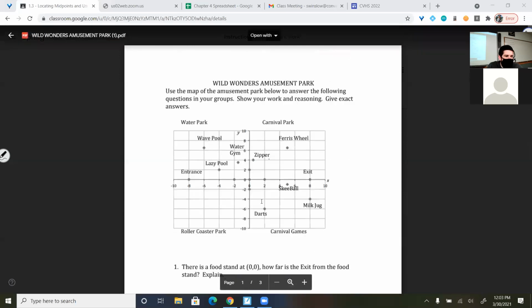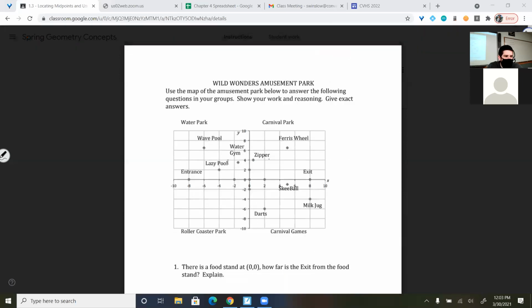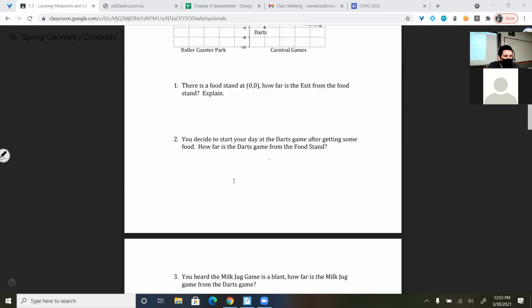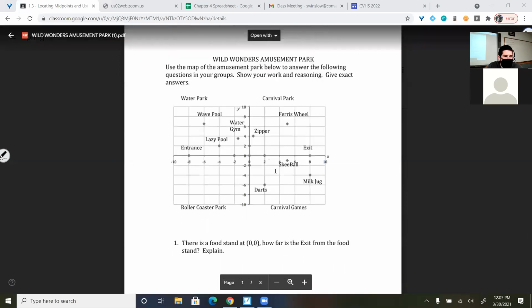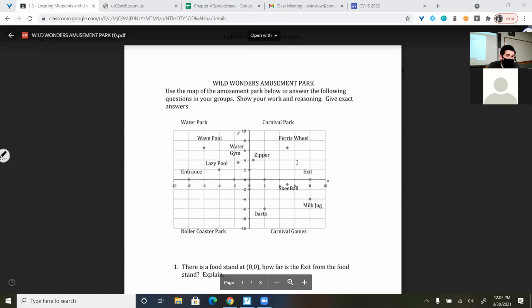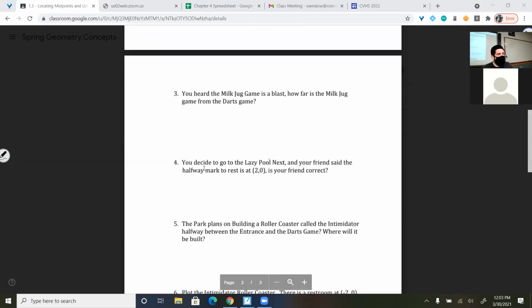So again, you first have to figure out where the Intimidator will be. And then you have a restroom at (-2, 0). And then the carnival ride is going to be built in the carnival park. So wherever this is going to be, it's going to go halfway to the bathroom because you've just been intimidated and now you need to use the bathroom. And then you are going to be going on to the carnival park where you are going to be riding the Spider. So those are the last 2 problems.